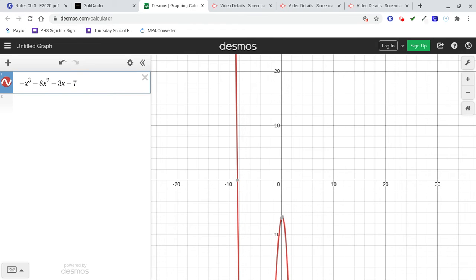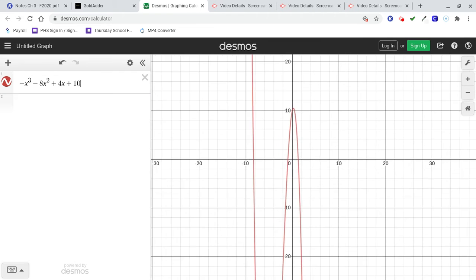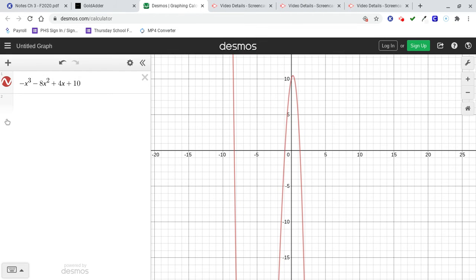Sorry. Minus 8x squared plus 4x plus 10. I was doing number 6. This is number 7. Okay. Number 7. Here we go. Like this. And you can find your zeros right there. Negative 8.336, negative 0.94, and 1.276.